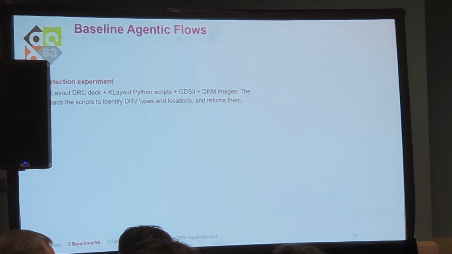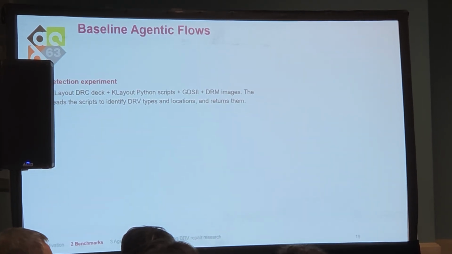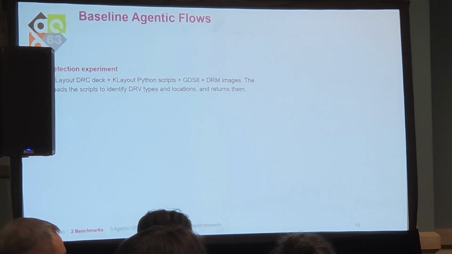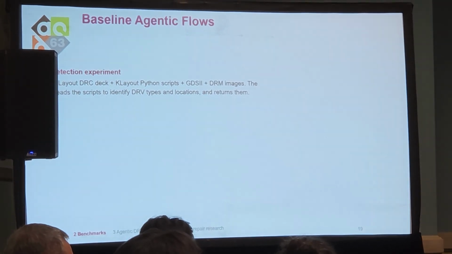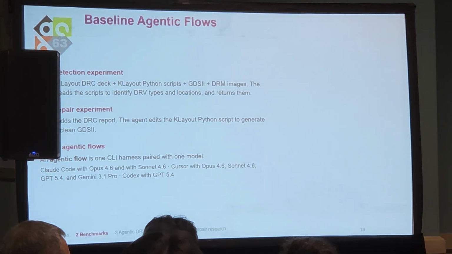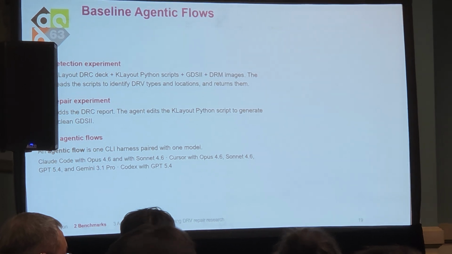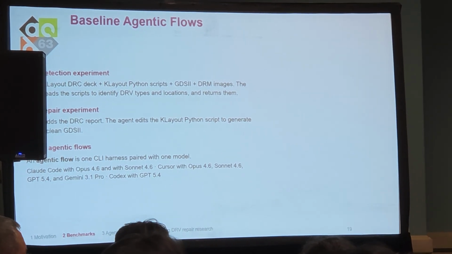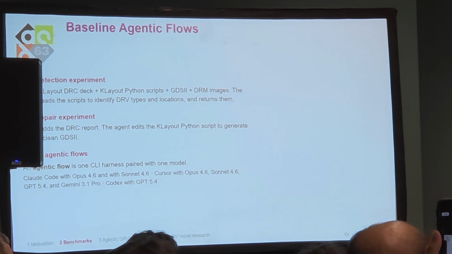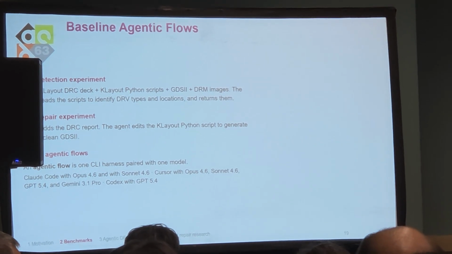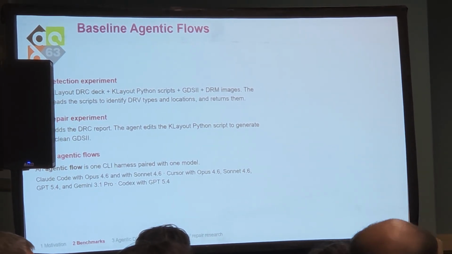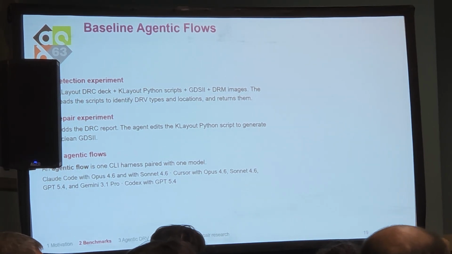So for the baselines, we create baselines for both the tasks, the DRV detection task as well as the DRV fixing task. These baselines are simply taking the input artifacts that we specified earlier and providing them to an agentic flow, which includes a state-of-the-art model and the corresponding infrastructure around that model. So these flows are a CLI harness along with the corresponding LLM. For example, Claude Code with Opus 4.6 or Sonnet 4.6, Cursor with Opus 4.6, Sonnet 4.6, and so on. So we've created 7 such baseline agentic flows.